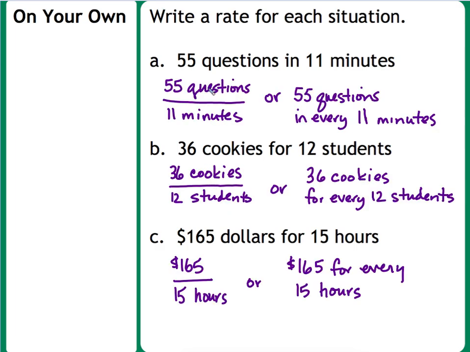All right, so we have 55 questions in 11 minutes, 36 cookies for every 12 students, and $165 for every 15 hours. And we're going to use this fraction form and or table form to solve some problems later.